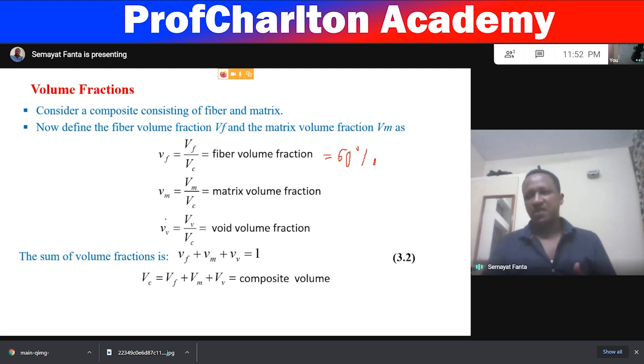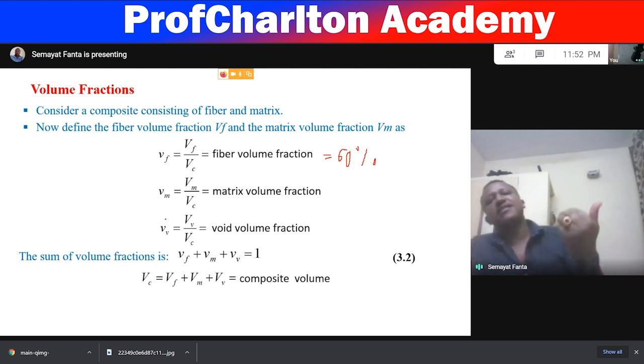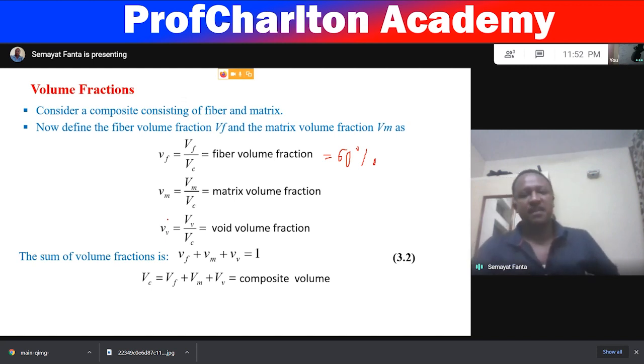That void is not considered, so that the theoretical volume is greater than the experimental volume. So that must be considered in the analysis. So void volume fraction is the volume of void in the given composite lamina over the total volume of composite.